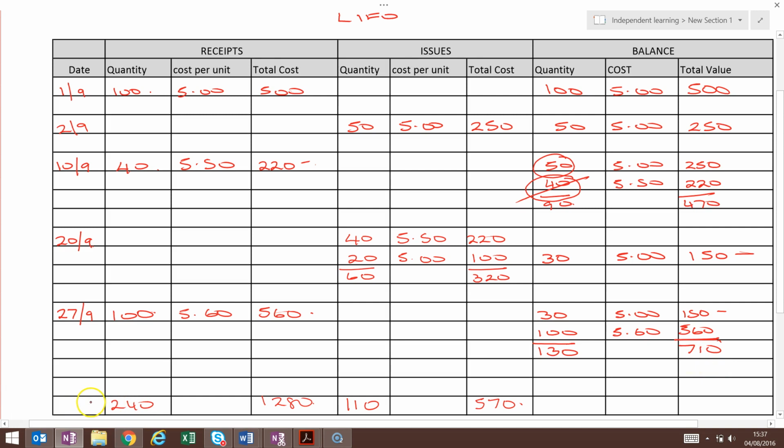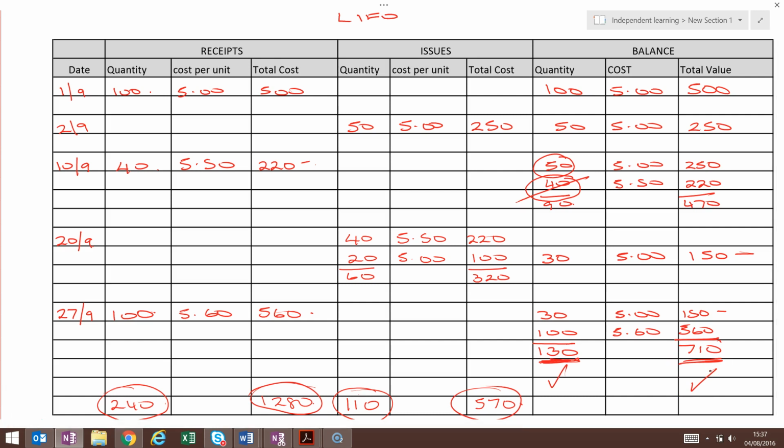Now we can use these totals to check our balance column. So we received 240 units, we issued 110, so 240 minus 110 means that we should have 130 left, which we have, so we know that's correct. In terms of value, 1280 minus 570 gives us 710, so we know that's correct. So that's your check on your stock cards.